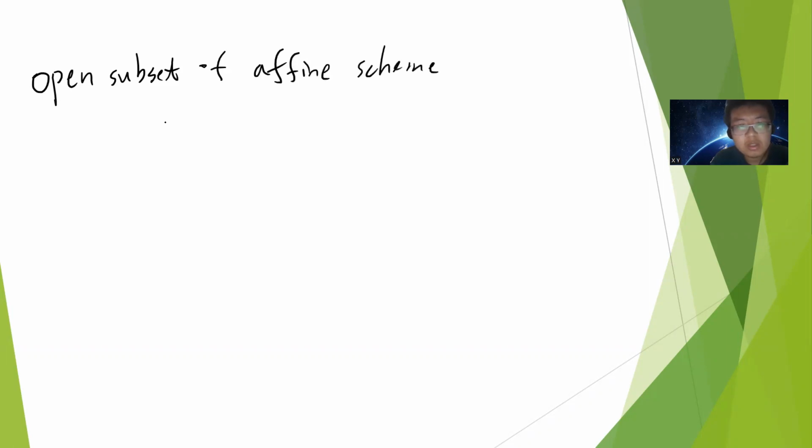So this example is also famous. The reason is that we will show that the open subset of affine scheme is not affine.